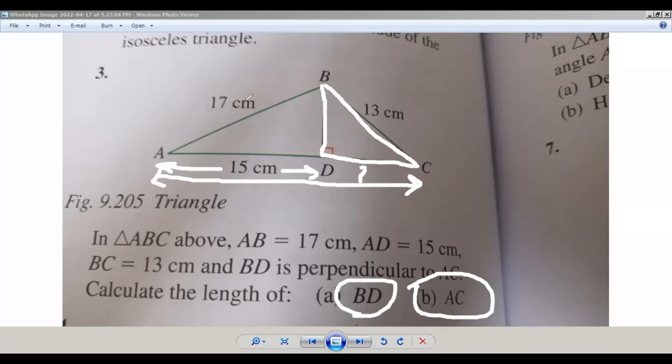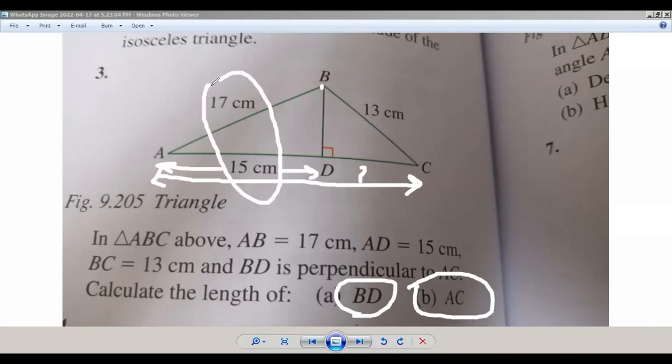Why is the left one used? It only has one value. Exactly. But with Pythagoras, how many values do we need? We need 2. So we use the left hand triangle because it gives us 2 values. We know the long side and we know the short side. So we're going to subtract to get BD, which is a short side.